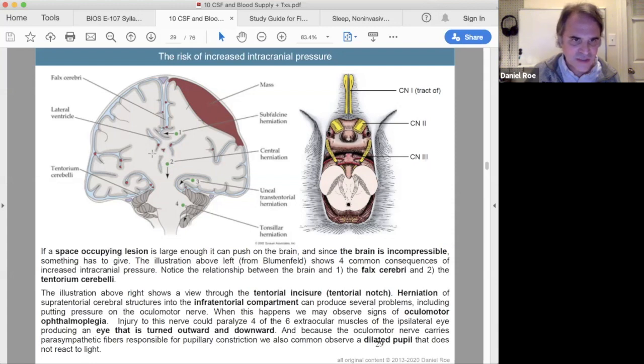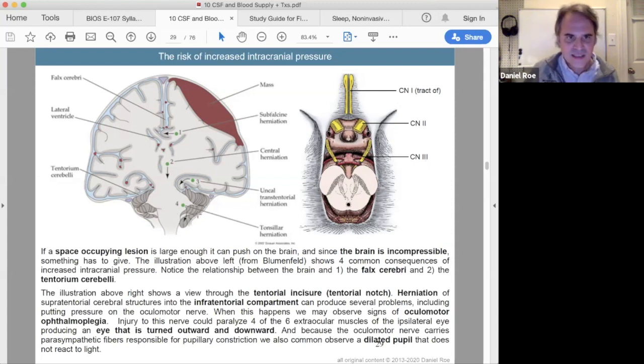Central herniation is illustrated at number 2 here. So you just push central structures down toward or through the tentorial incisure, which is not labeled here. Uncal herniation, we've seen that. That's herniating over the tentorial incisure. There's a tentorium cerebelli, and the opening is the tentorial incisure, so-called. And so, yeah, you can have the uncus of the medial aspect of the temporal lobe herniate over that, and it commonly puts pressure on cranial nerve 3.